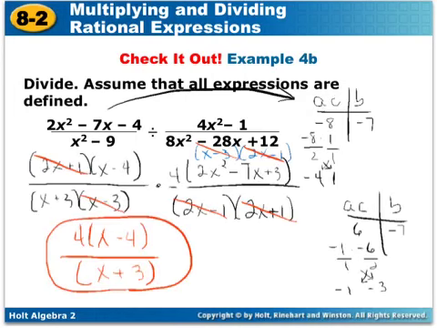Okay, let's see if we can follow what I did. First I took this fraction, I factored the top. I showed you I used a, c, and b for this. 2x plus 1, x minus 4. Then I took the denominator, which is a difference of 2 squares, x plus 3, x minus 3. Second fraction, I flipped it, so this is now the denominator, and this is a difference of 2 squares, 2x minus 1, 2x plus 1.